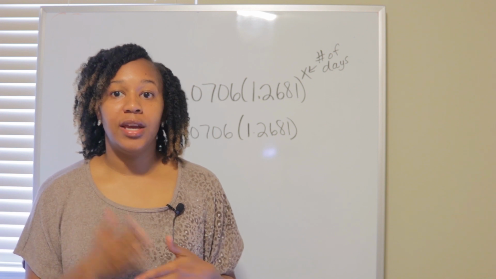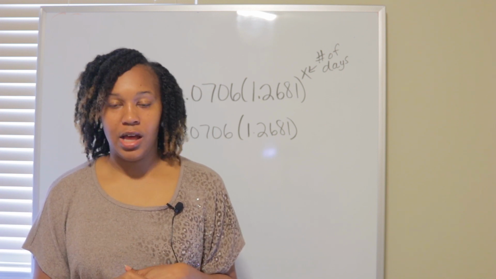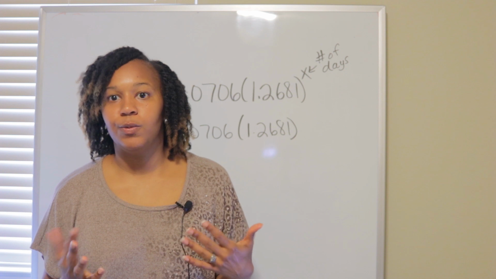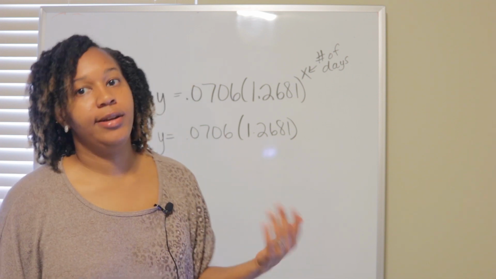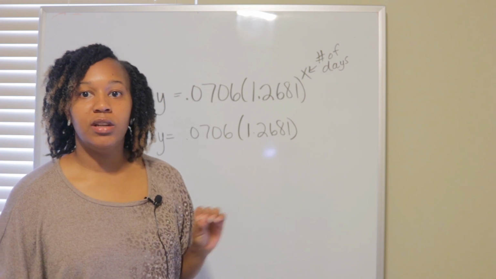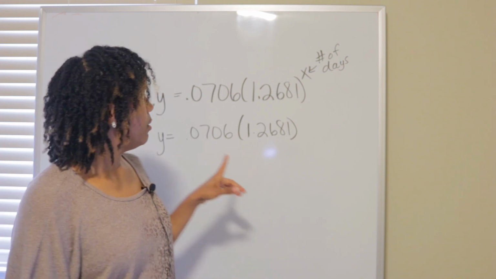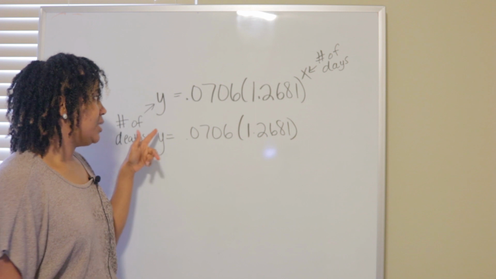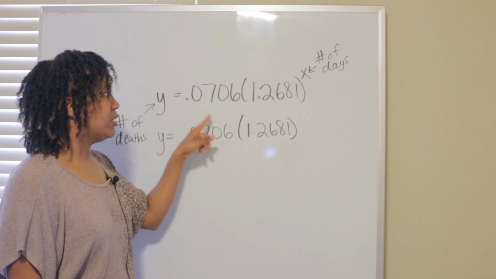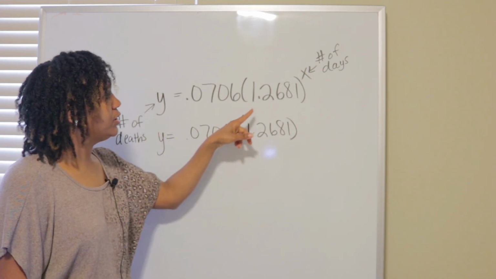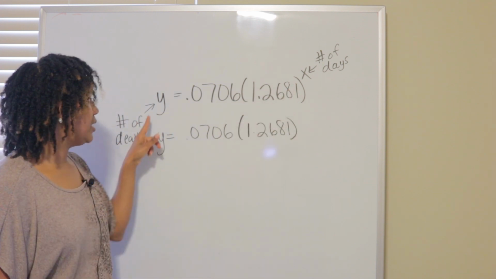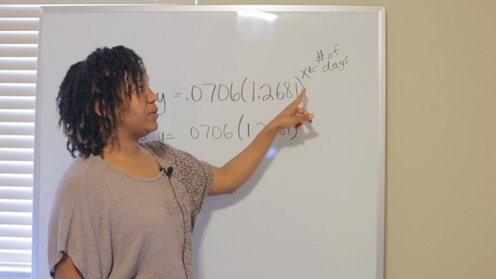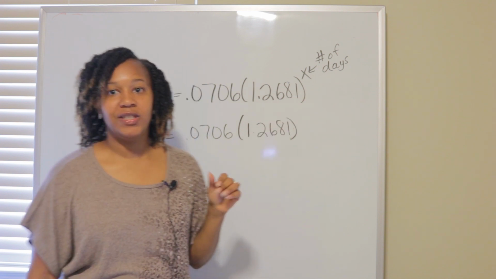Again, there is technology out there, lots of technology, that'll give you more sophisticated models than what I'm about to show you. But this is just something we use in our math classes on a daily basis, so I wanted to do something that's relatable to the students. So I got this model right here: y equals 0.0706 times 1.2681 raised to the x power, where y represents the number of deaths and x represents the number of days since February 15th.